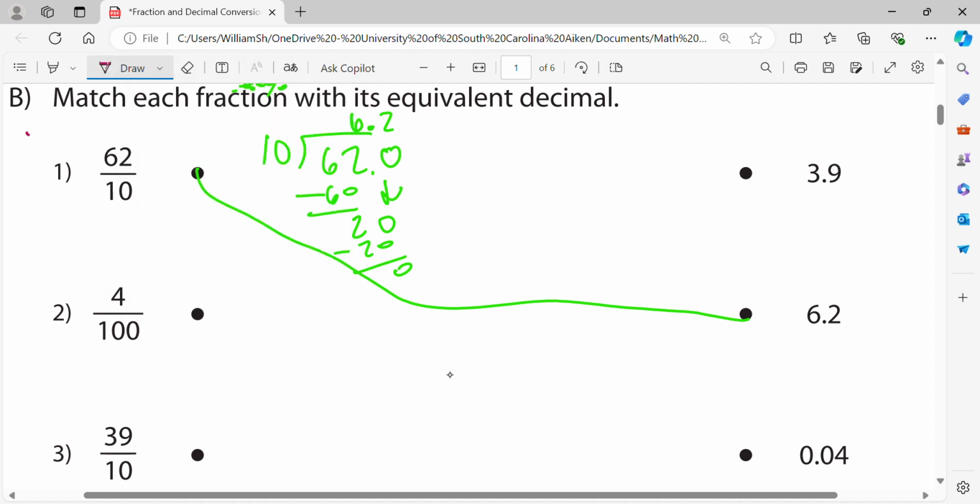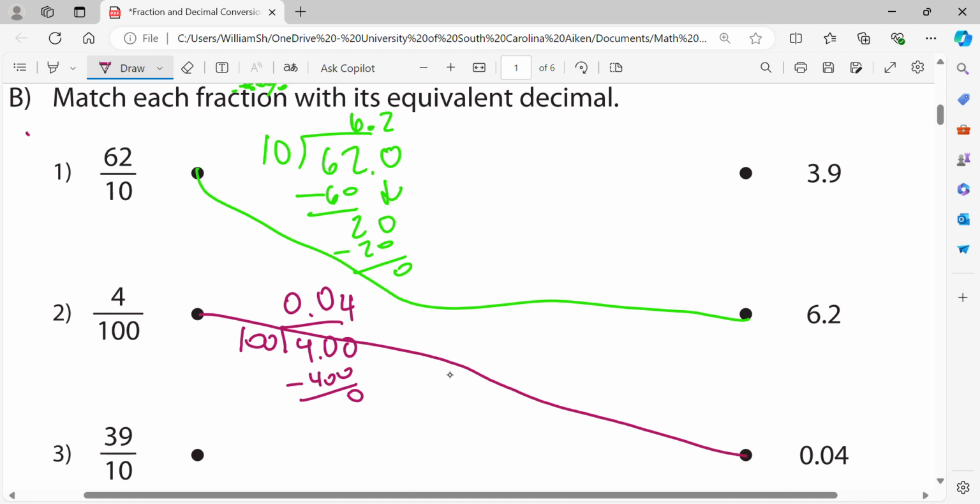Now, change my color here. We have 4 hundredths, so 4 divided by 100. 100 will not go into 4, will not go into 40, but it will go into 400 4 times, and that'll leave you with no remainder. So obviously 4 divided by 100, or 4 over 100 as your fraction, is 0.04.